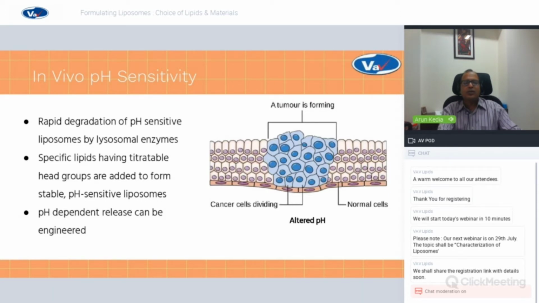So you see in the graph that you can have an altered pH within the tumor cells compared to the healthy cells adjoining, and so the liposome can release when it finds the altered pH.